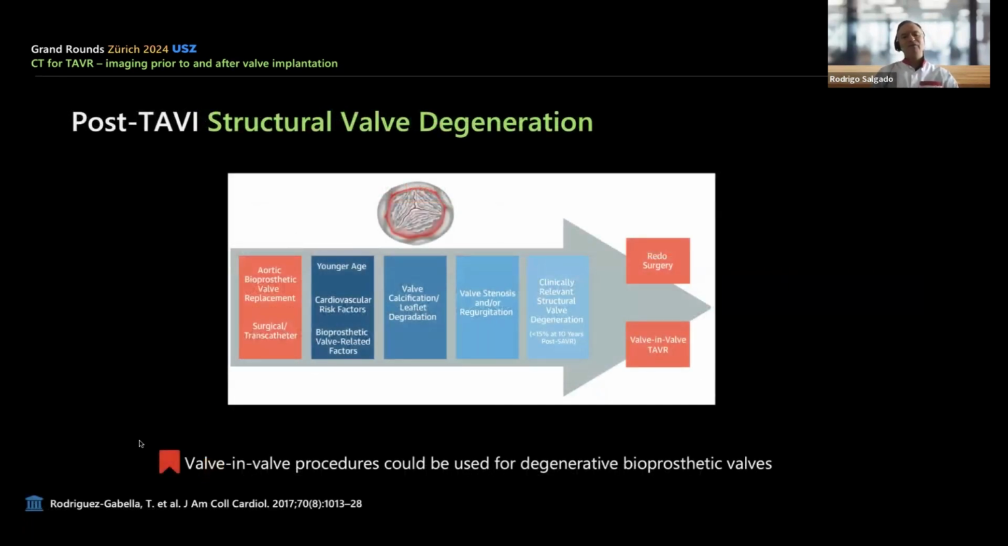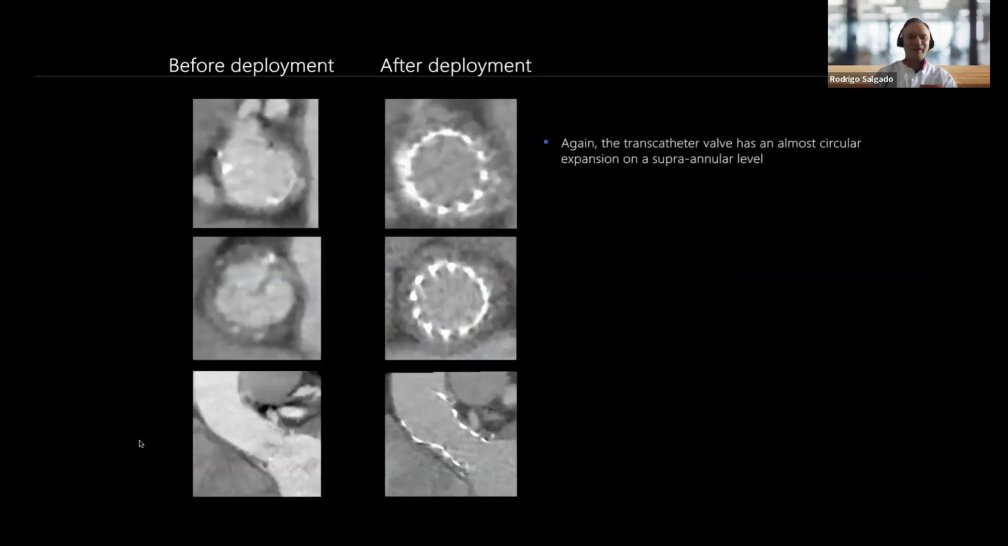But what are we going to do when we have a degenerated aortic valve already in place? How are we going to solve it if we already had a TAVI? Then one of the solutions is to put another transcatheter heart valve to replace the original transcatheter heart valve, so to have a valve-in-valve situation. And this is, of course, what we already do now for bioprosthetic valves.